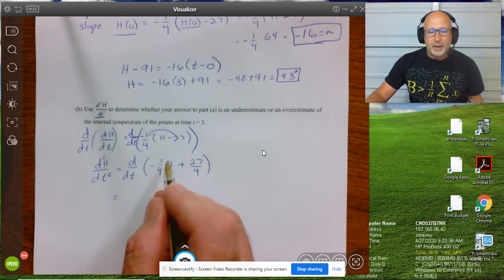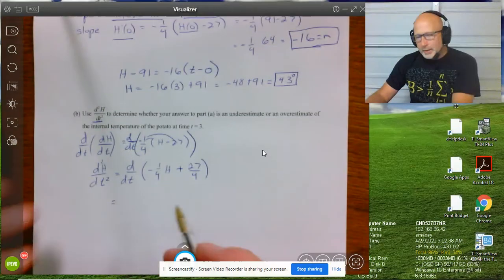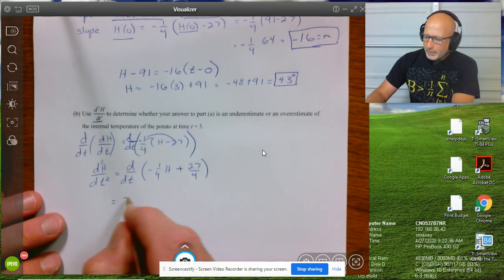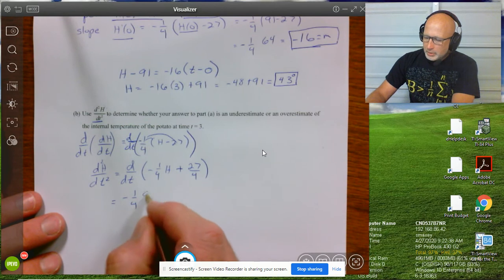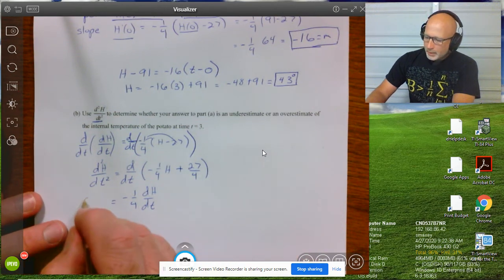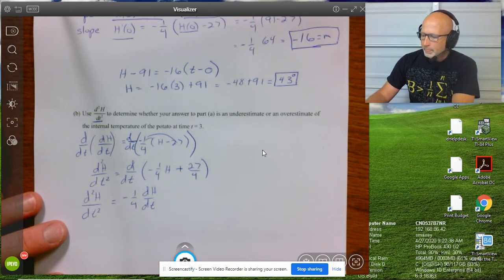Those variables don't line up. So what is it? Yes, the derivative of h is 1, but by the chain rule, you still need to multiply by the derivative of h, which is dh dt. And the derivative of 27/4 goes away. Okay? So that's what the second derivative of h is with respect to t.